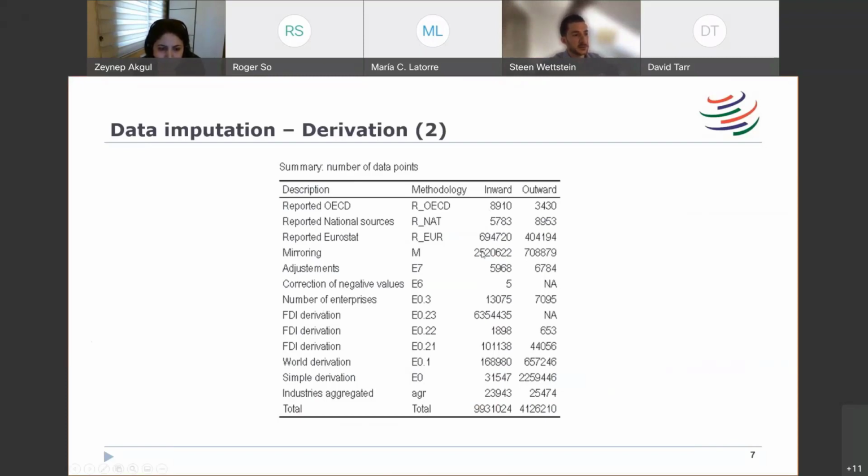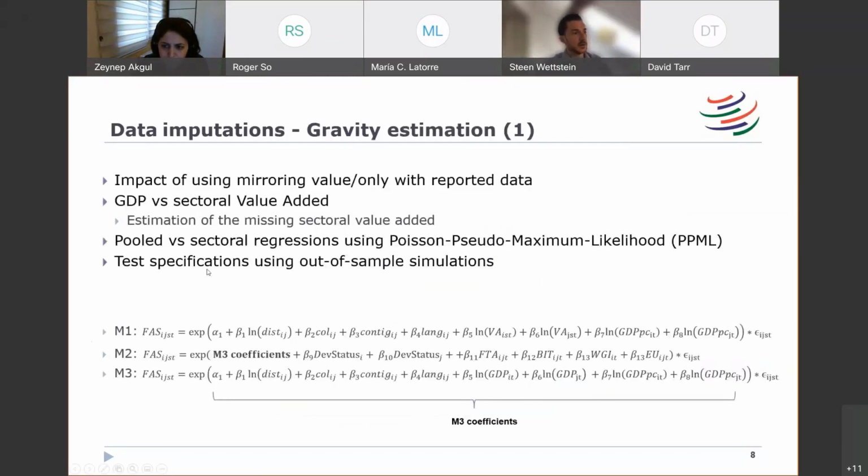So what we can see here is that we have all those mirroring techniques. We have a lot of data that are mirrored, including some estimates. We have some FDI derivation and world derivation, as I mentioned earlier. And that, at this point, constitutes the data sets that will be used for the gravity estimation. So in that step, that's similar to what was presented by Roger. We use the three-dimensional data, so country-to-country data.